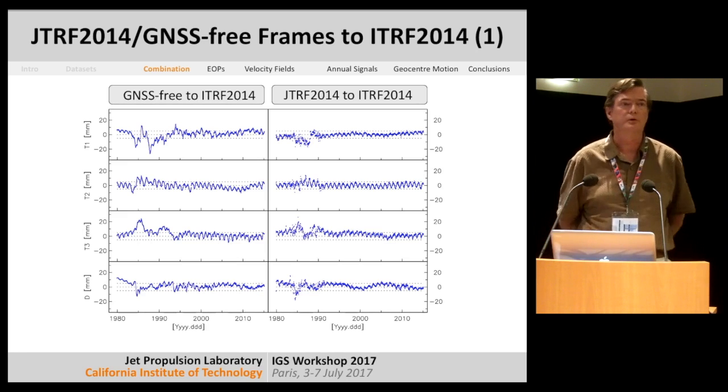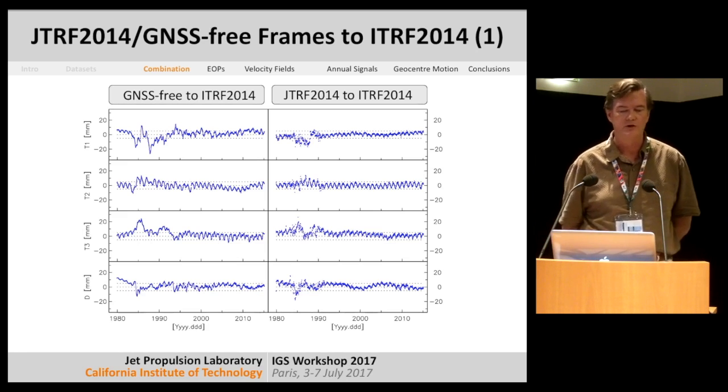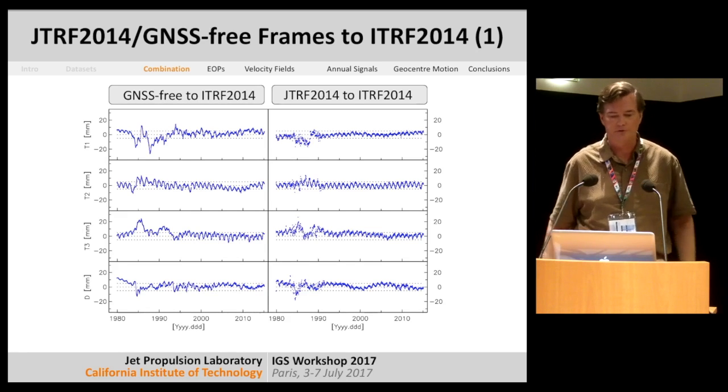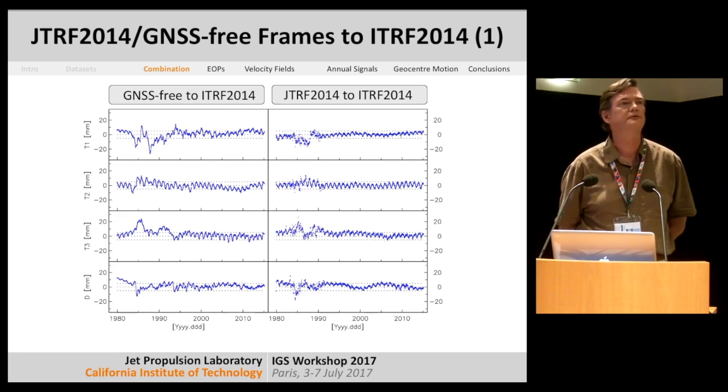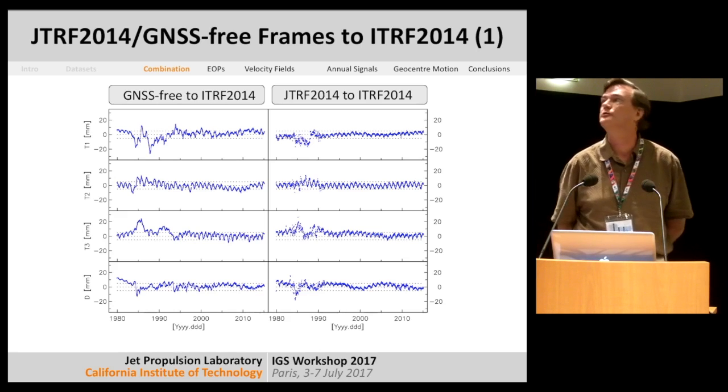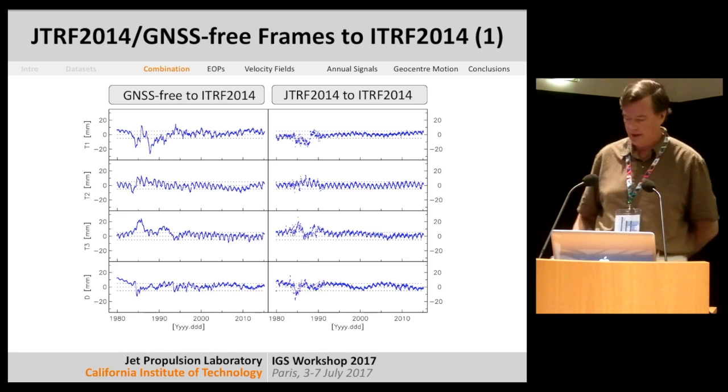And this is what we expect, right? We don't allow GNSS to contribute to the geocenter and scale, to the translation and the scale, and so we don't expect it to have much of an impact on those parameters when we remove that data.